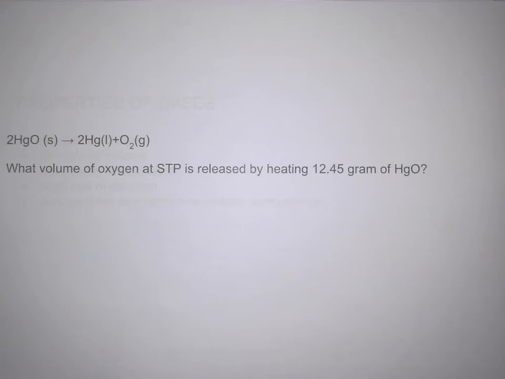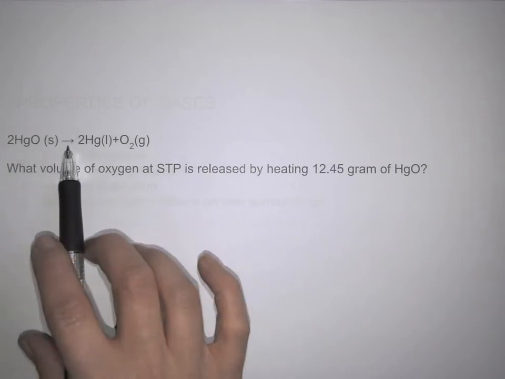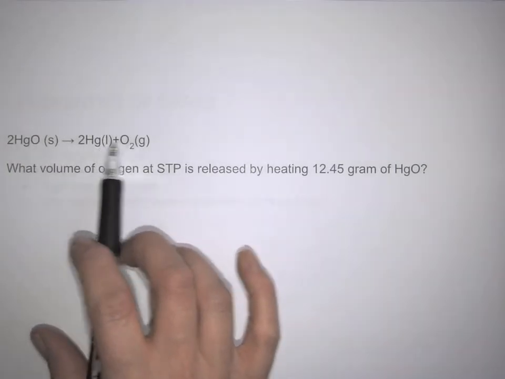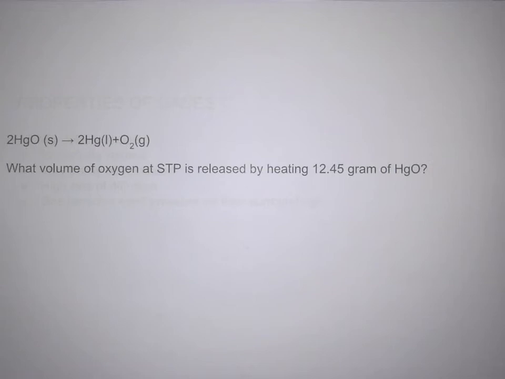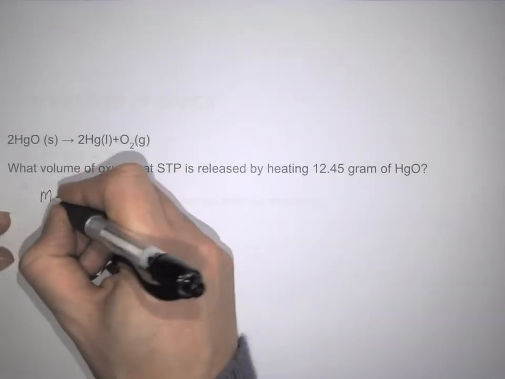The first exercise here is this one. In this case you have mercury oxide, and it will create mercury in liquid state and oxygen. In this case they want to know the volume of the oxygen that is released at STP when we heat up 12.45 grams of HgO. So in this case we know the mass.